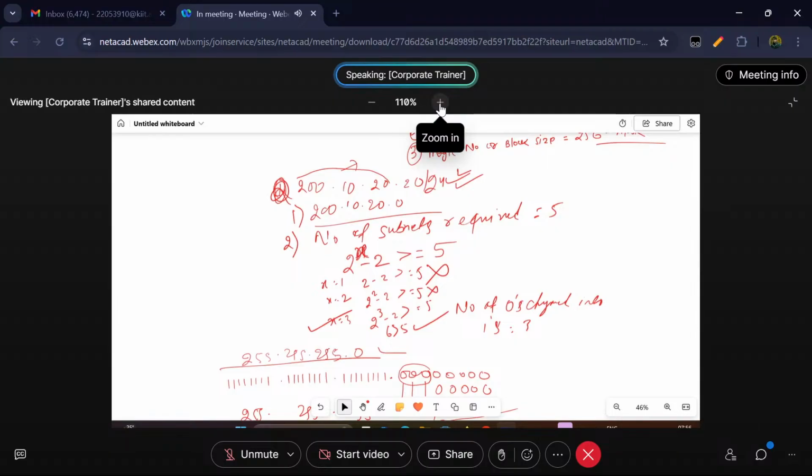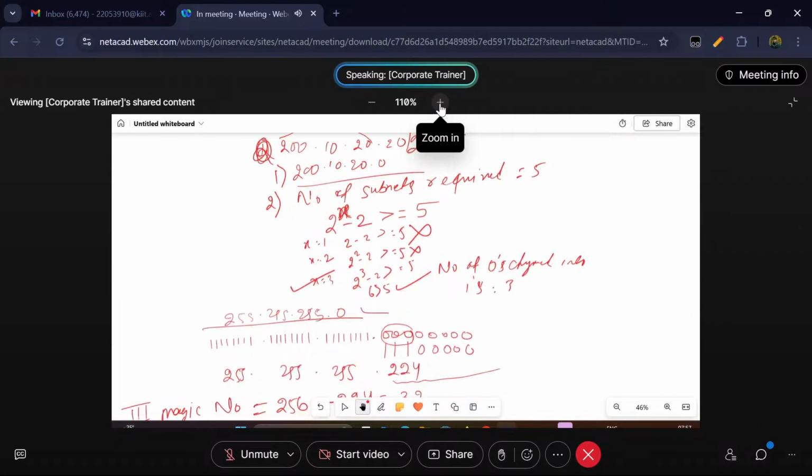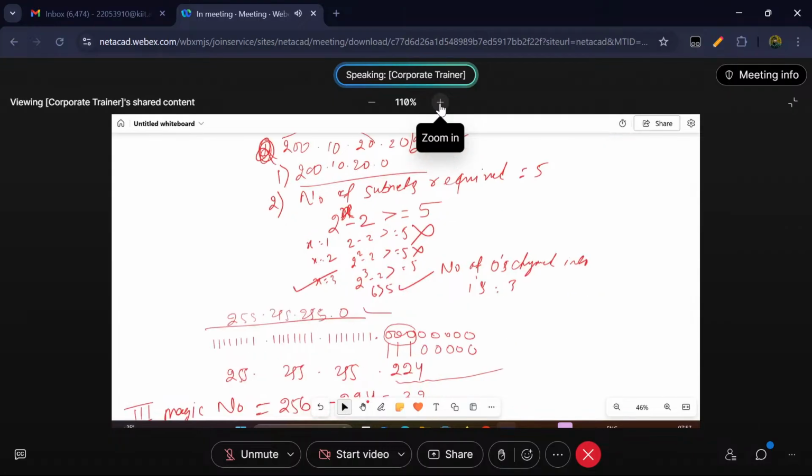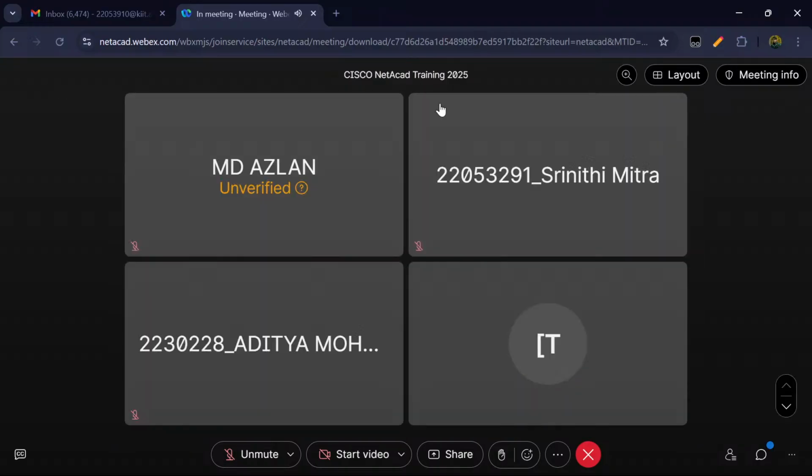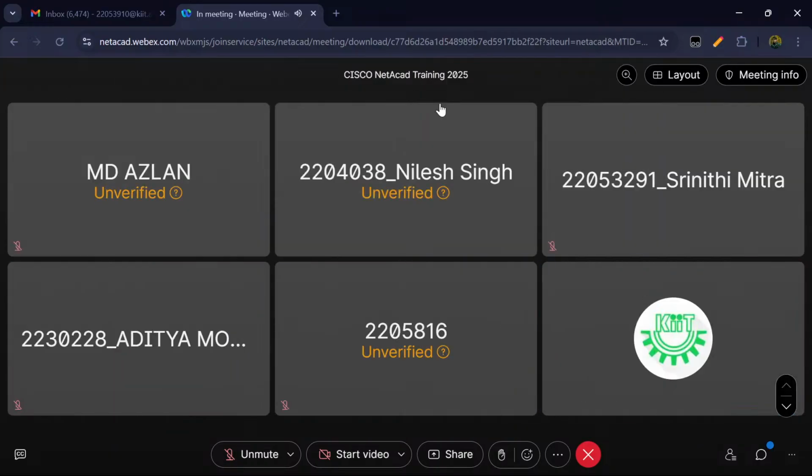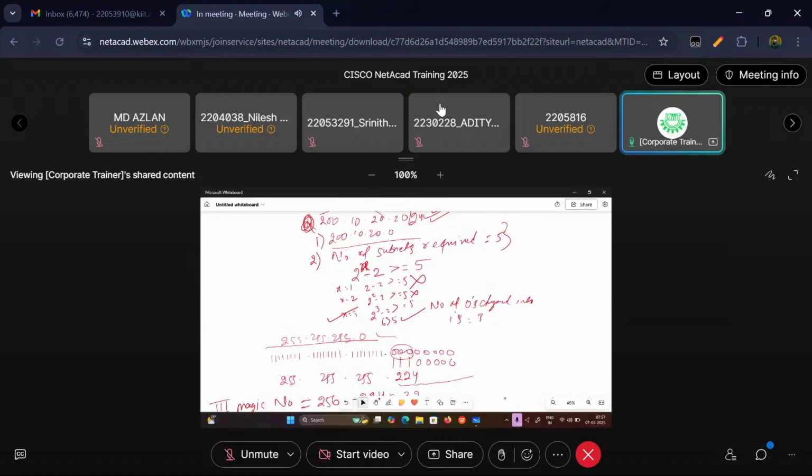So in this case, we have the network ID 200.10.20.0, and we require a total of 5 subnetted networks. There is a formula: 2 raised to the power n minus 2 should be greater than or equal to 5. Why am I writing 5? Because this is my question, I have 5 networks required. If you require 10 networks, you will write 10 here. If you require 20 networks, you write 20 there.